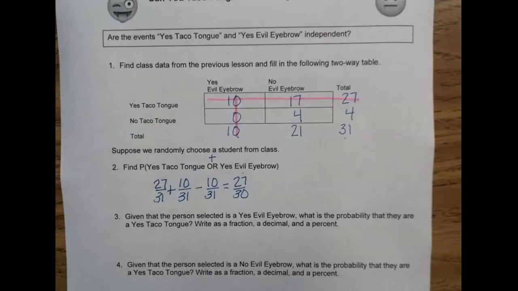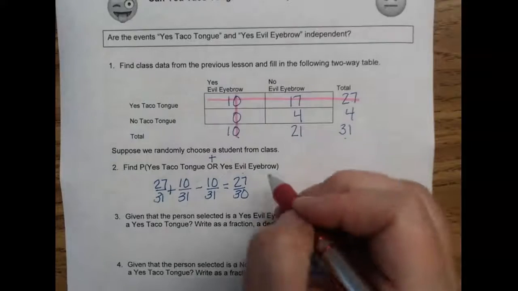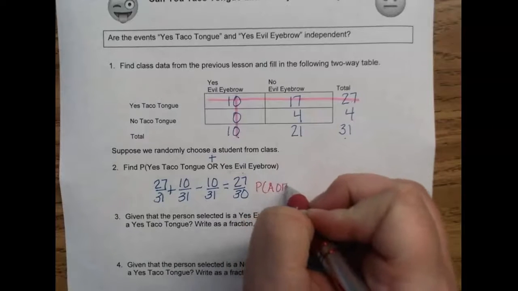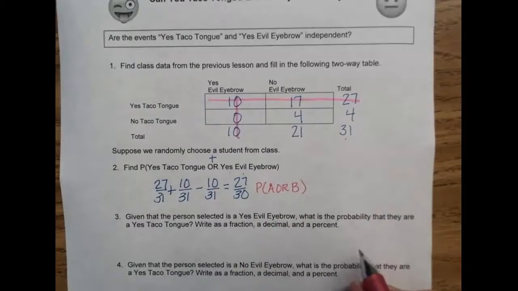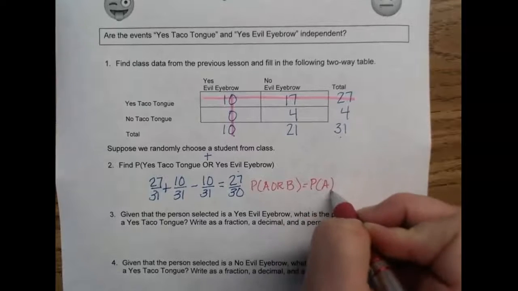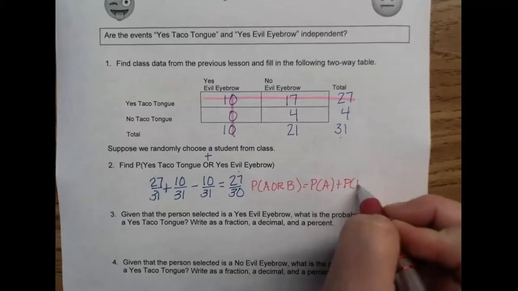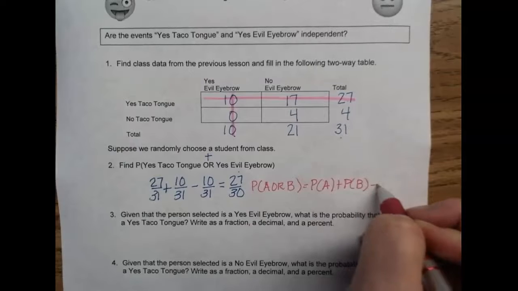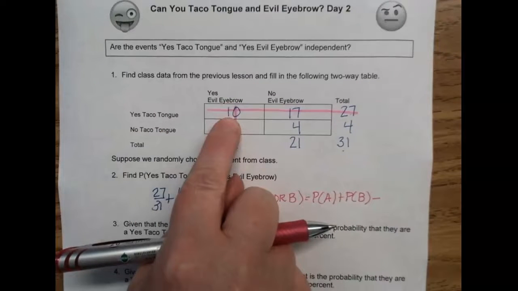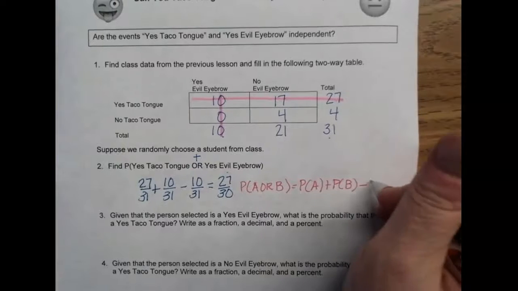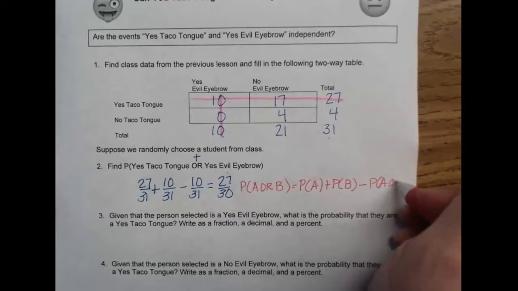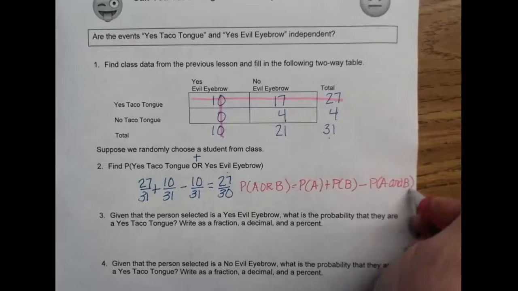And so yesterday we called that the general addition rule for not mutually exclusive events. So let's write that. We have the probability of A or B equals the probability of A plus the probability of B. And then you have to subtract off where A and B happen together, because you've counted them twice. So you take off the probability of A and B.